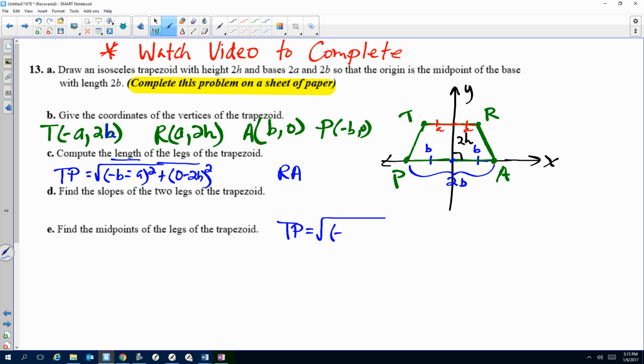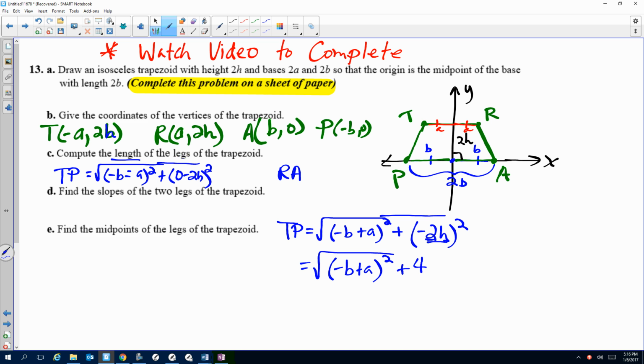So basically I have negative b plus a, parentheses squared, plus, in my parentheses, 0 minus negative 2h, parentheses squared. If I simplify this some more, I'm going to keep negative b plus a, parentheses squared. When I square a term, I square the coefficient, which is our negative 2, and I square that variable. The negative 2 squared is always going to be positive. So we get plus 4h squared, all underneath the radical.